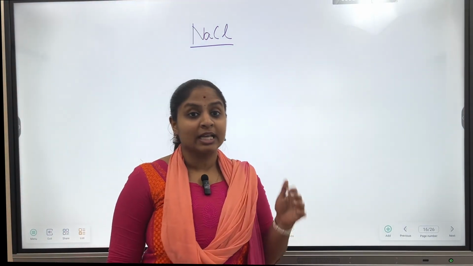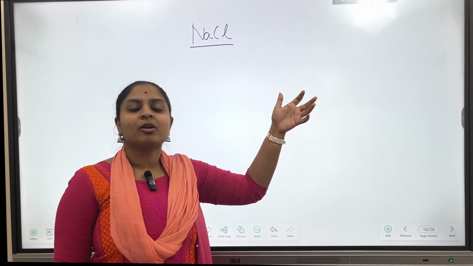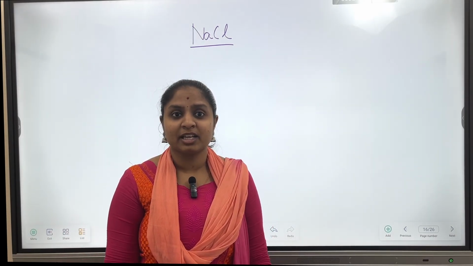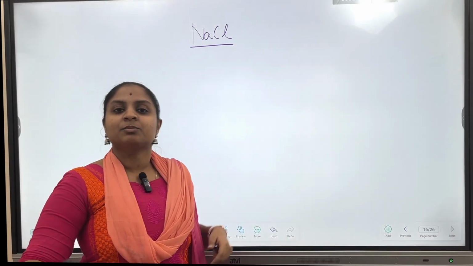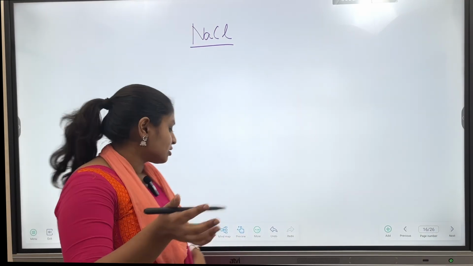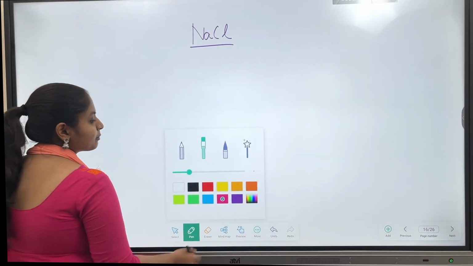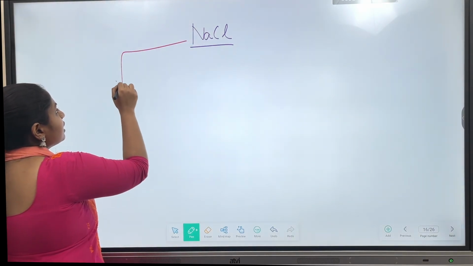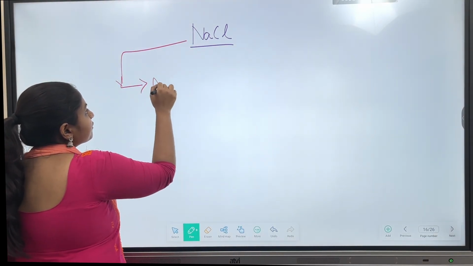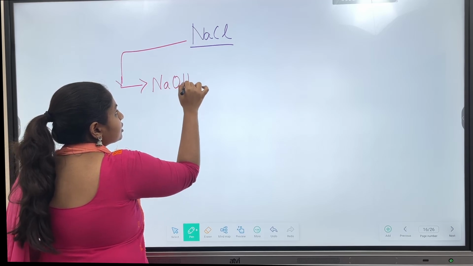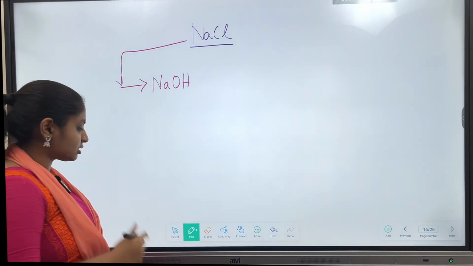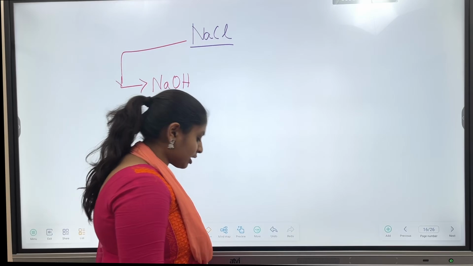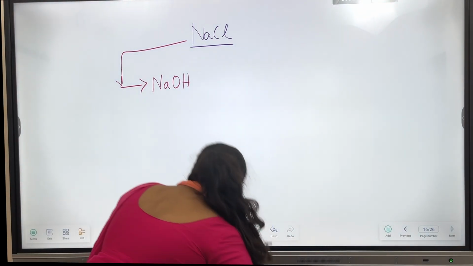Apart from being used in everyday life, this sodium chloride has a lot of industrial applications because it can be used to prepare many other salts. So let's see what other salts I can prepare from NaCl. The first salt that I can prepare from NaCl is NaOH, sodium hydroxide or caustic soda. So let's see how sodium hydroxide is prepared.